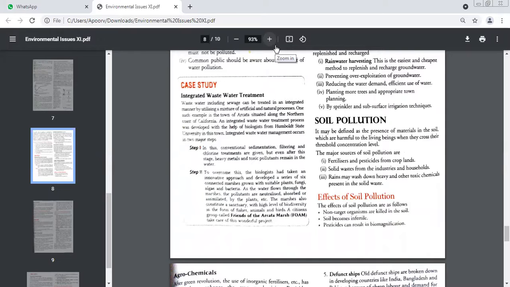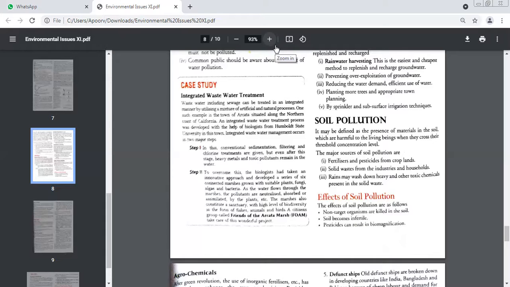The marshes also constitute a sanctuary with high level of biodiversity. Now, because this area is marshy, wetland is there, so many plants are growing. So automatically biodiversity has also increased. You got a lot of fishes, animals, and birds over there. There is a citizen group called FOAM group. What is the full form of FOAM?